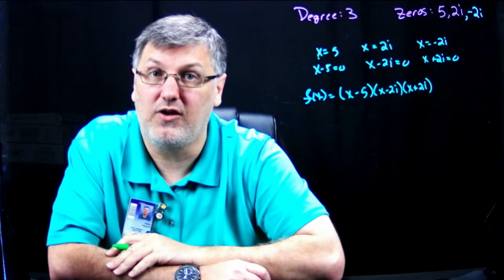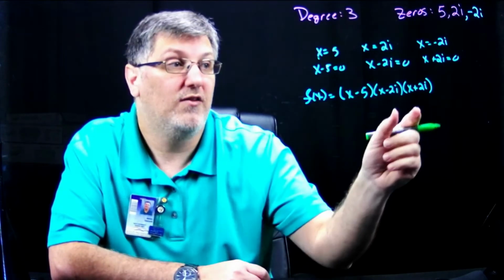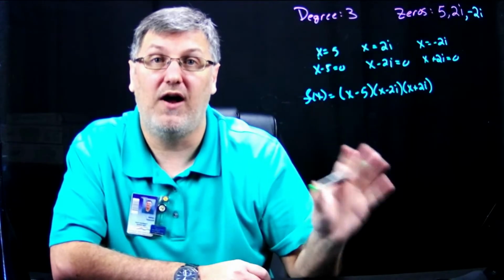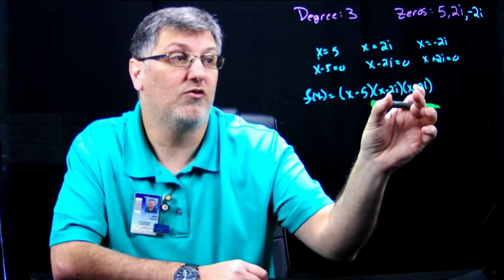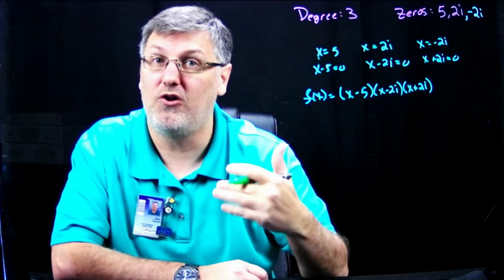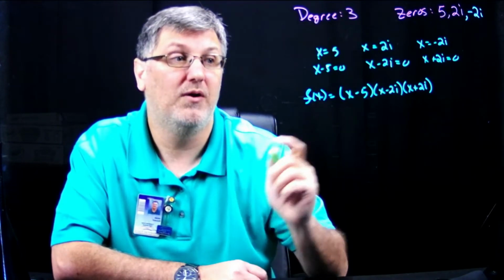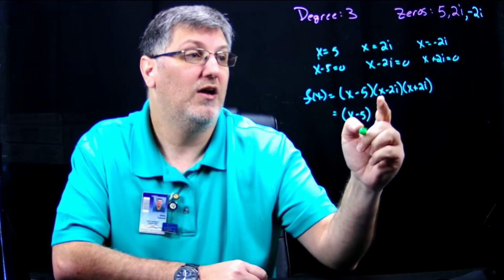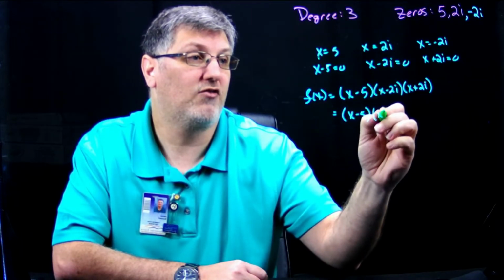Now when you do this, I highly recommend that you do your complex first, because they'll fall out. Because these are called conjugates. They're going to fall out. There's not going to be a middle term. So I want to simplify this down. I'm not going to do the x minus 5 first. I'm going to do x times x, which gives me x squared.